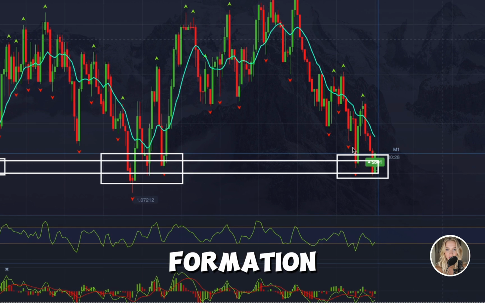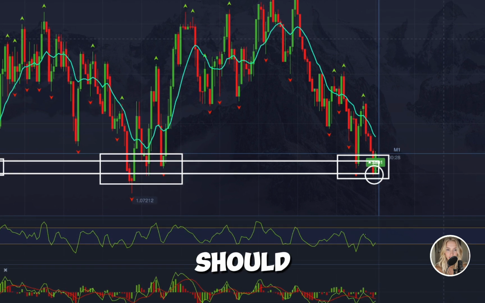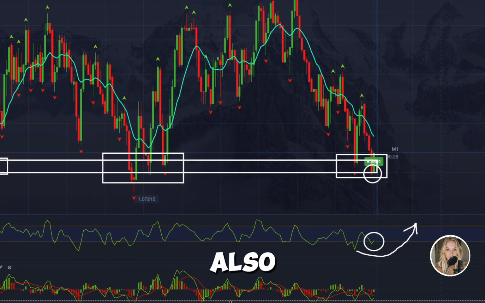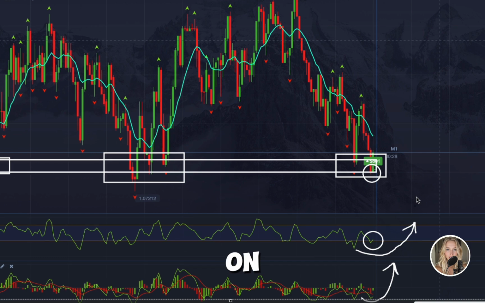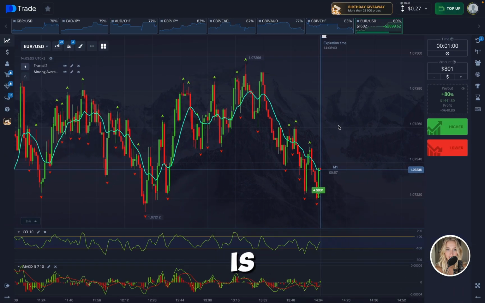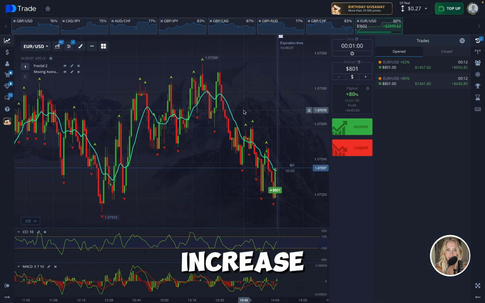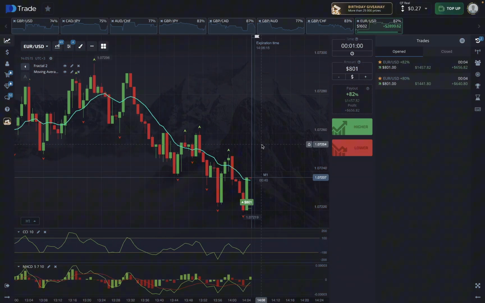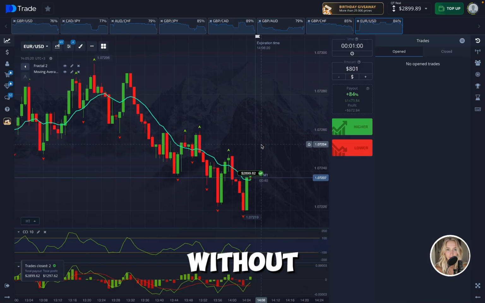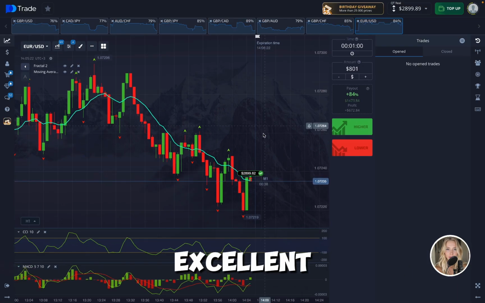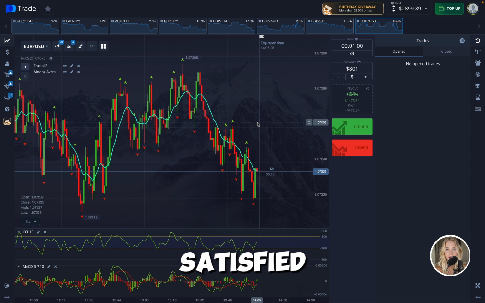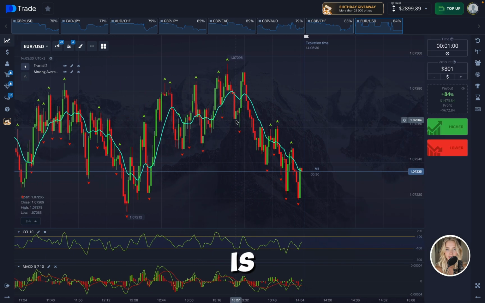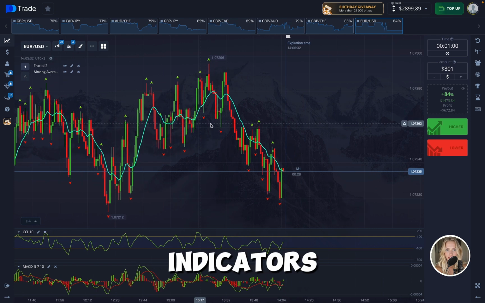Here also, the formation of a local minimum on the fractal should occur, an exit from the oversold area on the oscillator, and also a reversal of the moving averages on the second oscillator. In general, that is why I open the deal here to increase. There are 10 seconds left before they are completed. And the deals are closed without any problems, plus excellent trading. I'm completely satisfied with the result of trading. Literally in 3 trades, such an excellent profit using these indicators.